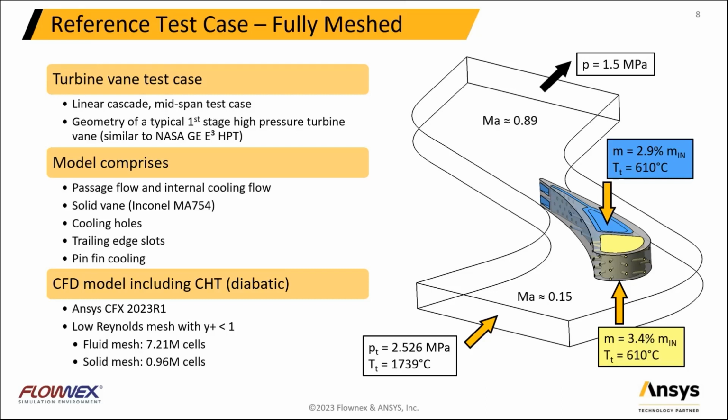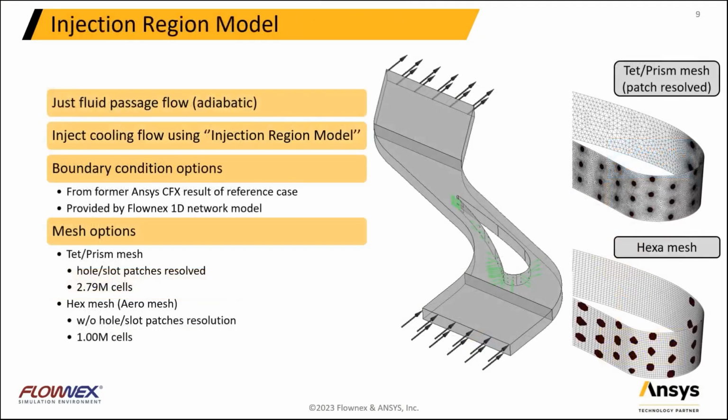For the final diabatic CFD model, a fully resolved low Reynolds mesh with about 8.2 million cells was generated, and it was solved with Ansys CFX 2023R1, including conjugate heat transfer. In addition to the fully resolved model, a second adiabatic CFD model, which just includes the fluid passage flow, was generated. For this model, the cooling flow is modeled using the injection region model, whereas 2 different boundary condition options were used to provide the inflow conditions of each of the holes and the slots, respectively.